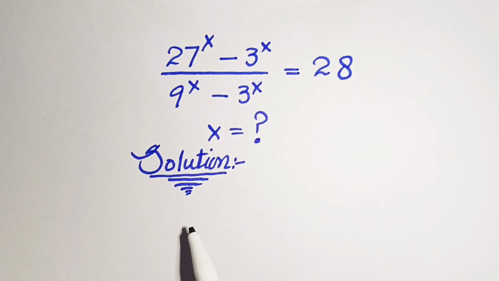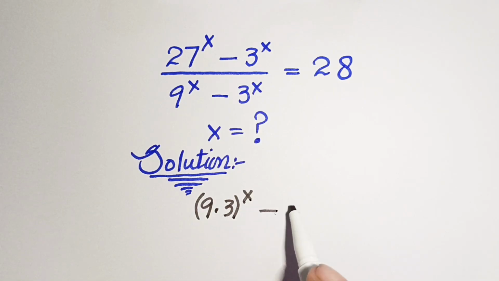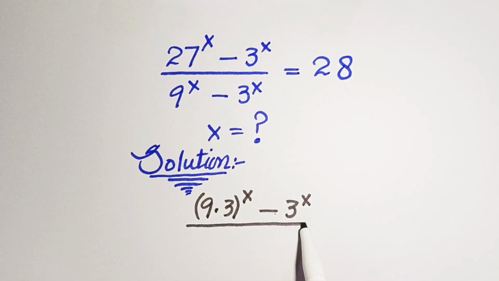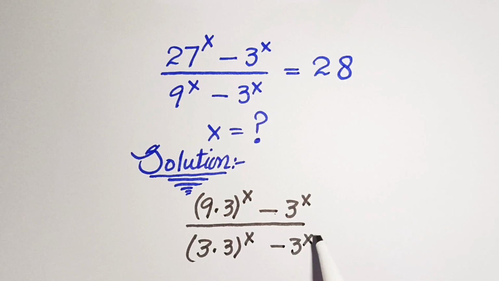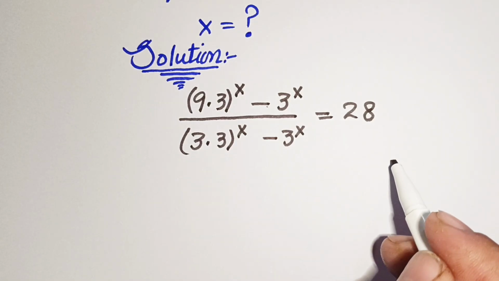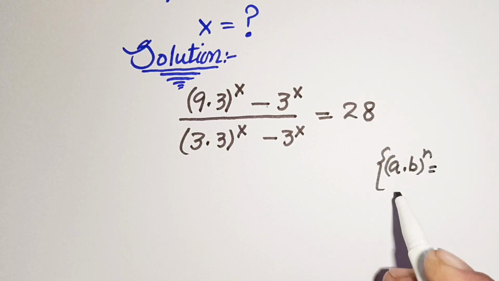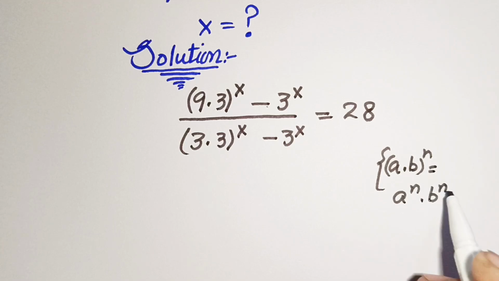Now starting our solution, first of all we factorize 27: 9 times 3 is equal to 27. So (9·3)^x - 3^x all over this 9^x - 3^x. Now by using the exponential property, if we have (a times b) to the power n, that is equal to a^n times b^n.